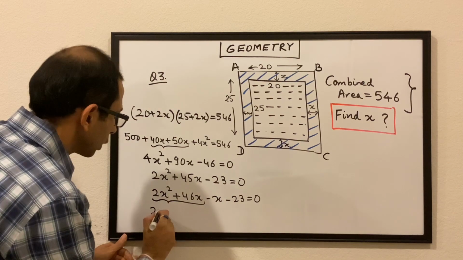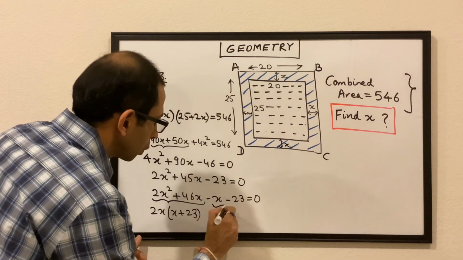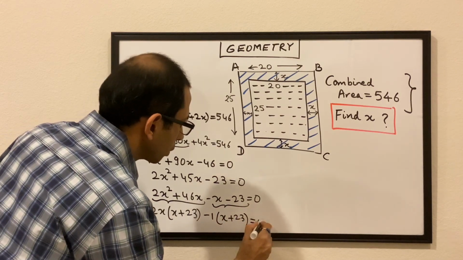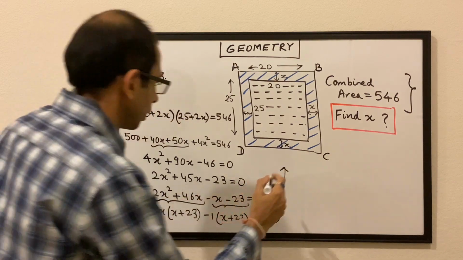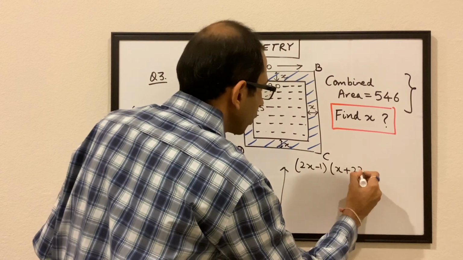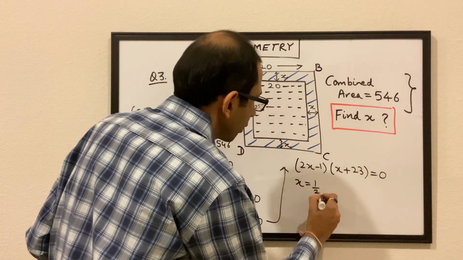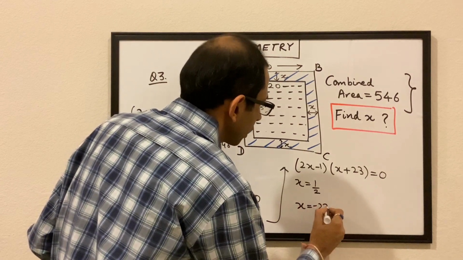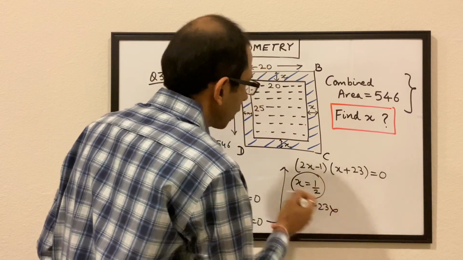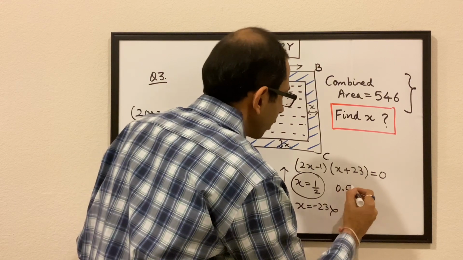Between these two terms we take 2x common, so we get x plus 23. Between the other two terms we take minus 1 common, so we get x plus 23 is equal to 0. And then we get 2x minus 1 times x plus 23 is equal to 0. One value of x is half, the other value of x is minus 23. Obviously x cannot be negative, we will discard this value. Hence the value of x, or the width of the concrete, is half unit or 0.5 units.